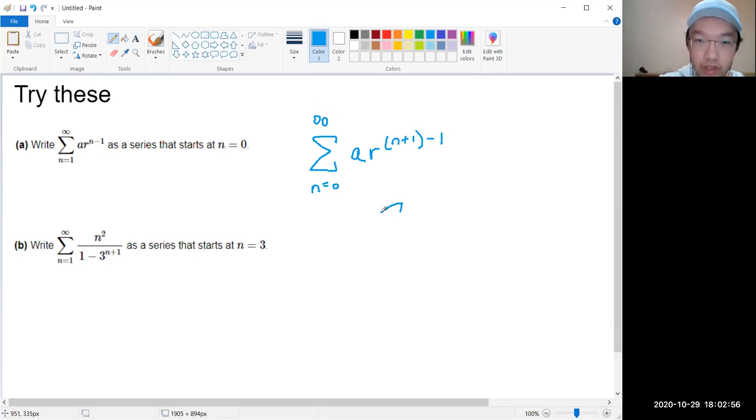And if you want, you can simplify this. So this is the sum from n equals 0 to infinity of a times r to the n power. Okay. All right, let's do B.